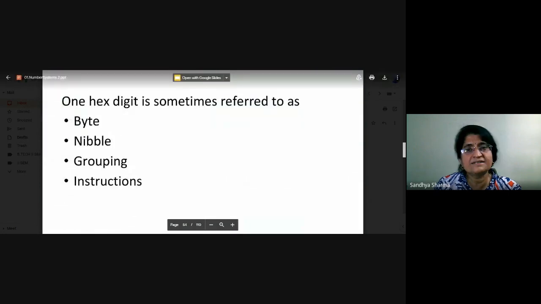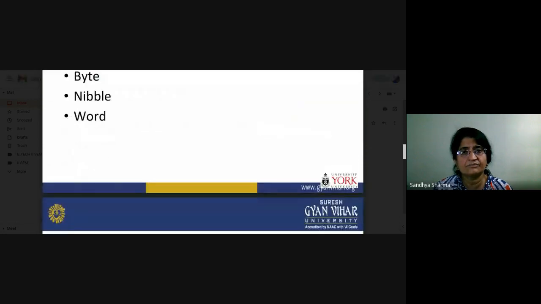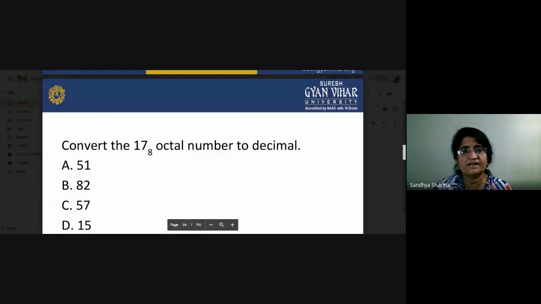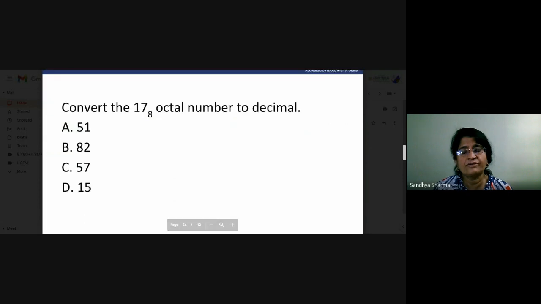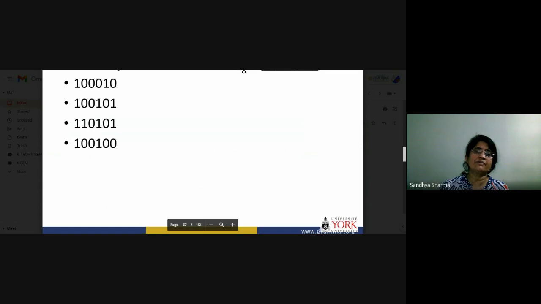One hex digit is sometimes referred to as a nibble. So you have to know what a pair or combination is. Then there is an octal number, 17 in base 8, and how you convert your octal number into a decimal number. This is a very basic part.